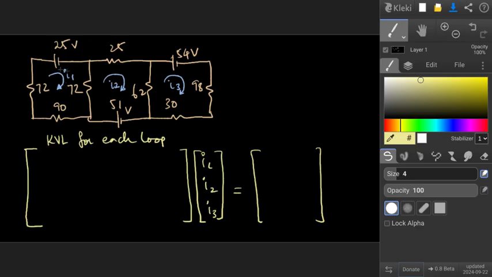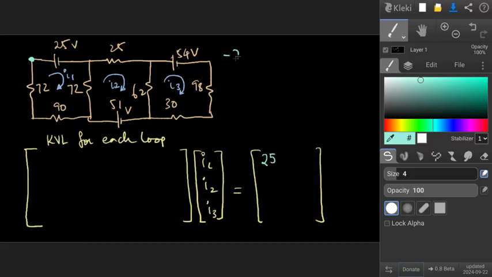In the first loop, let's say I start at this corner. I can start at any corner. One corner I will start and complete one loop. So we'll apply Kirchhoff's voltage law. If I start moving towards the right side, I'm jumping from the positive side to the negative side. That means the voltage is reducing. So here it will become minus 25. So it should be minus 25 on the left side, whereas on the right hand side it becomes plus 25.